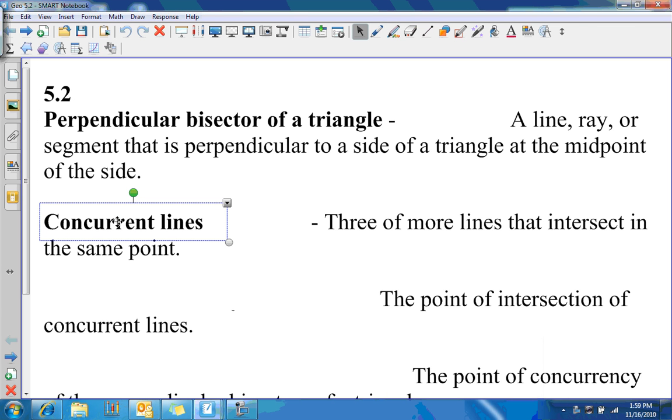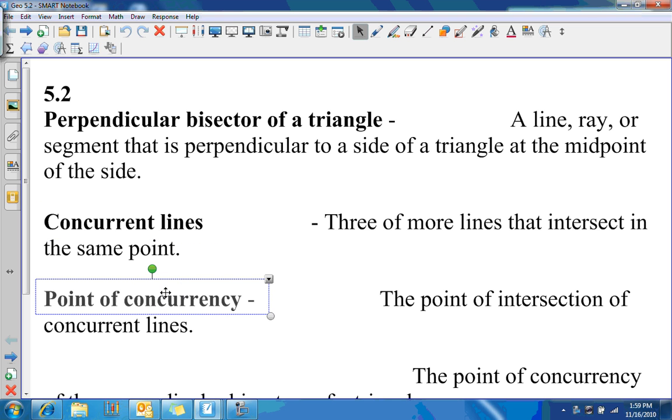Concurrent lines are 3 or more lines that intersect at the same point. So where those perpendicular bisectors intersect, those are called concurrent lines. And that point where they intersect is called the point of concurrency. Lots of definitions, so you know you'll have definitions on your test.